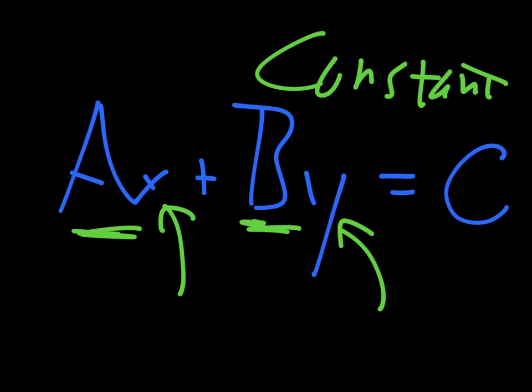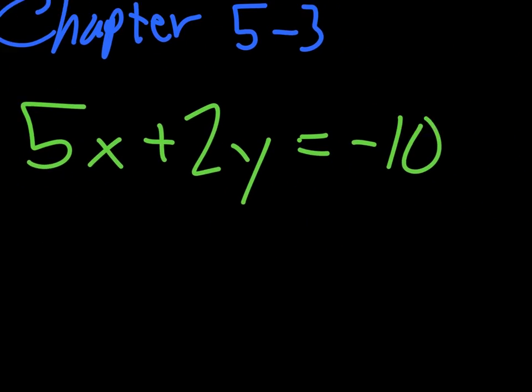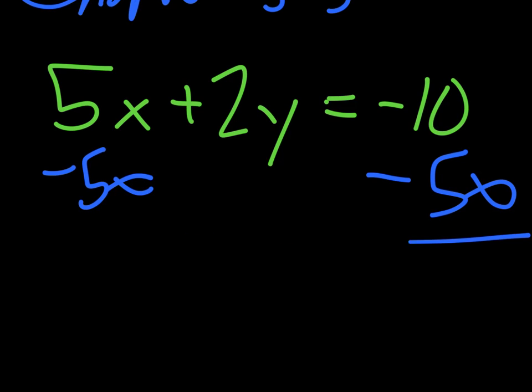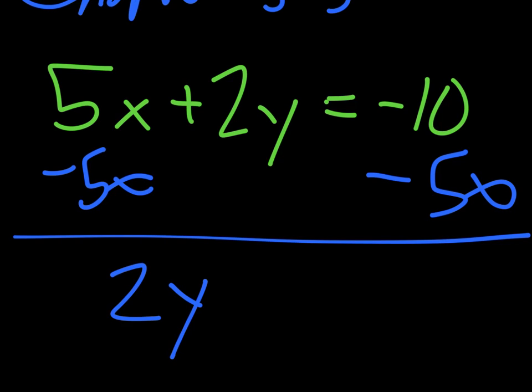Okay? So, back to the one with numbers in it. So, we have 5x plus 2y equals -10. What we need to do is get this to slope-intercept form. And the way we do that is we have to isolate y. The way we isolate y is we have to get rid of this over here and put it over here. We know how to do that, obviously.